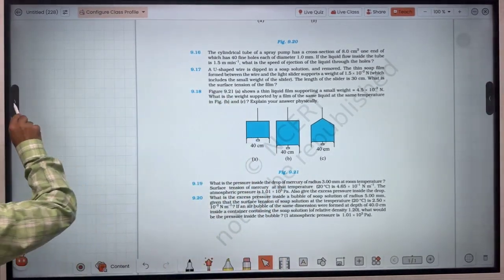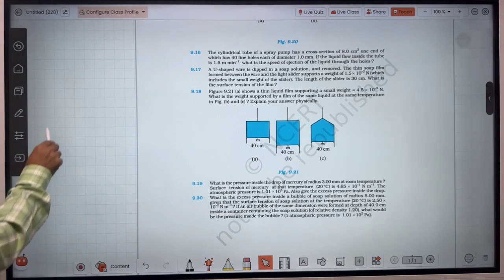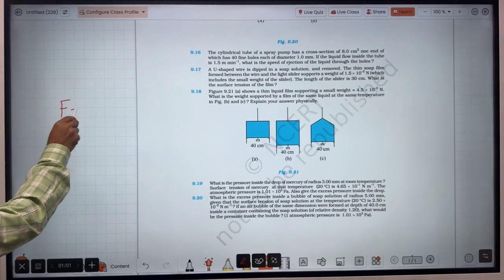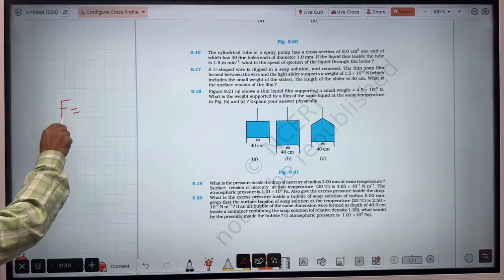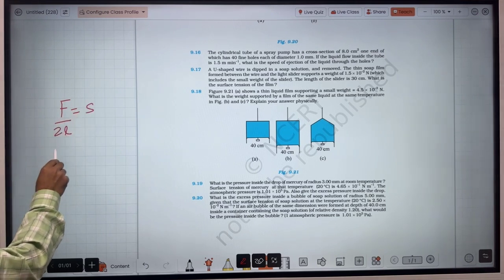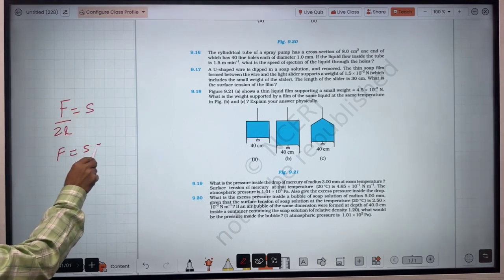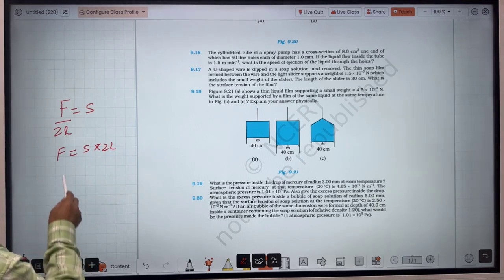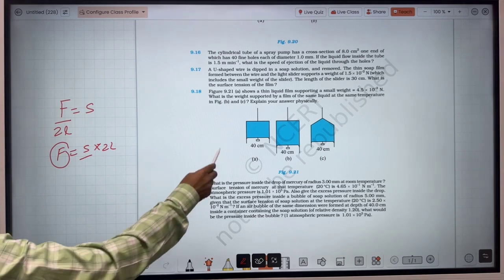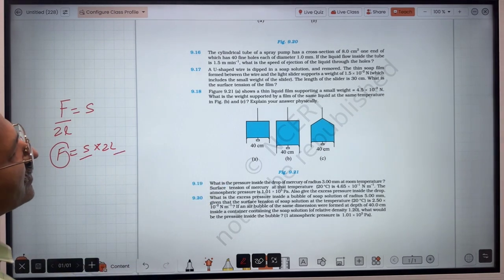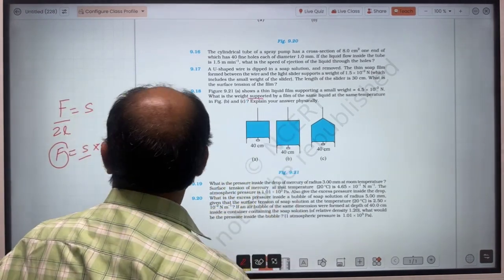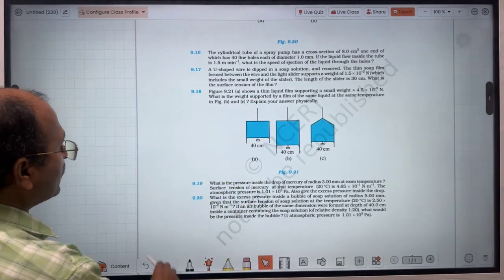So if we consider the formula here, as we have discussed, F upon 2L is surface tension. So F equal to surface tension into 2L. And here they are saying that weight supported means F. So surface tension is the same, length is the same, because the liquid is not changed, the liquid remains the same. So of course, in each case, the weight supported will be the same. Now let's go to the next question.